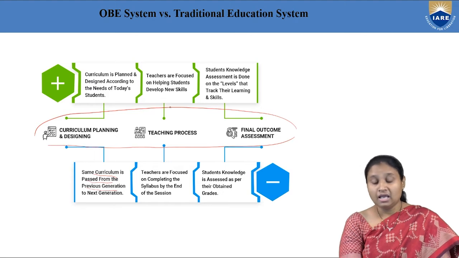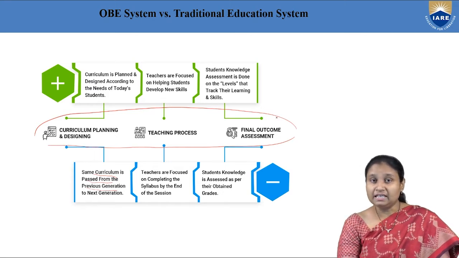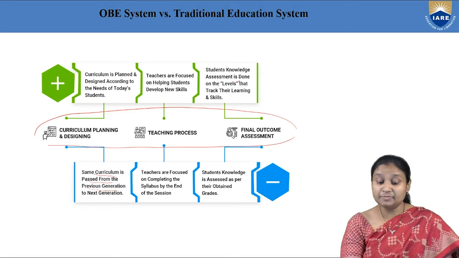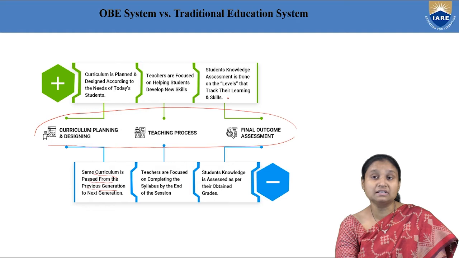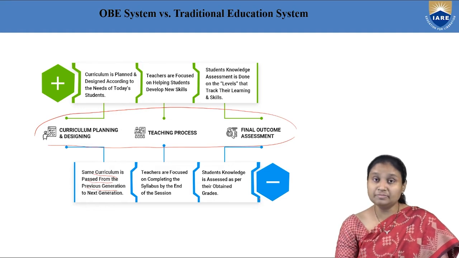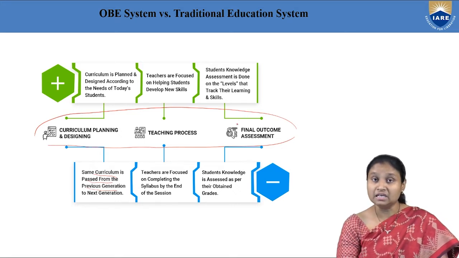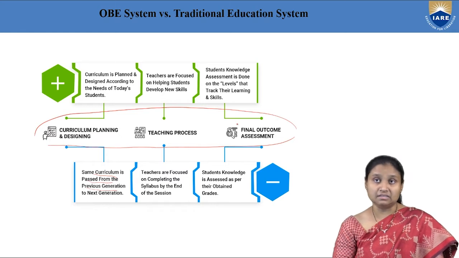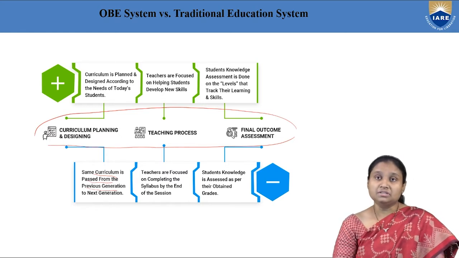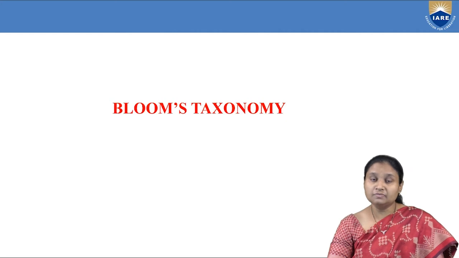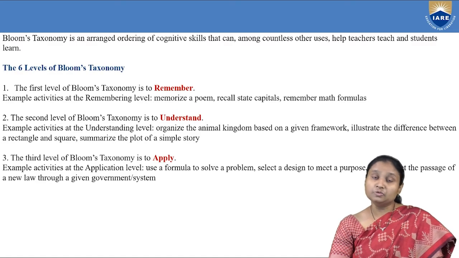global competition. And when we talk about final assessment of students, it is done on levels that track their learning and skills, which is completely opposite to the assessment in the traditional education system, where we focus only on exams. In the OBE system, we focus on levels that track their learning and skills. Now, in outcome-based education there is one global language, and that global language is called Bloom's taxonomy. So what is Bloom's taxonomy?